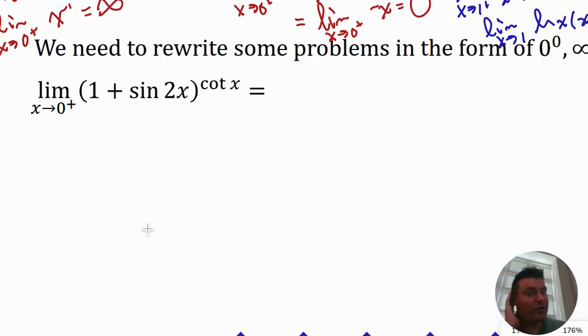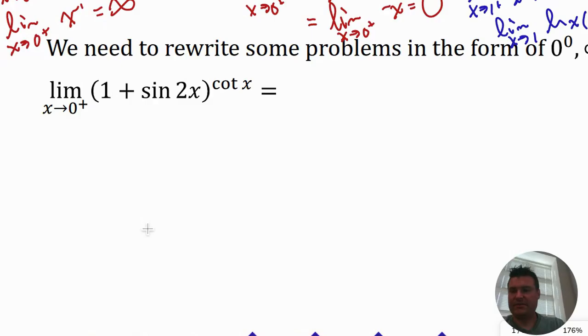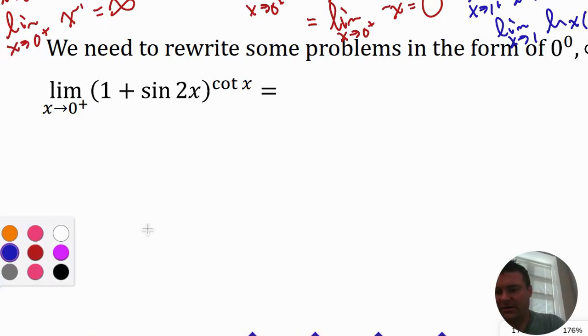So this is a form of 1 to the infinity. In order to solve for this, I'm going to call this answer, I'll do it in purple. All right, let's just call this answer y. We're done. We'll walk away, people.